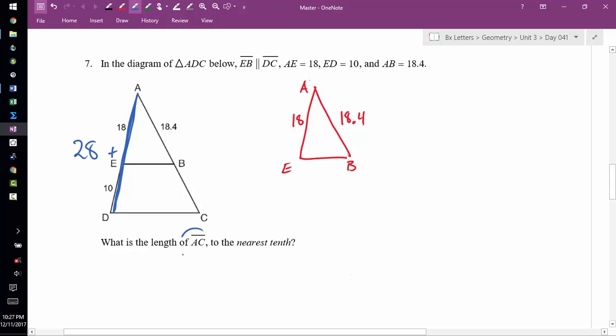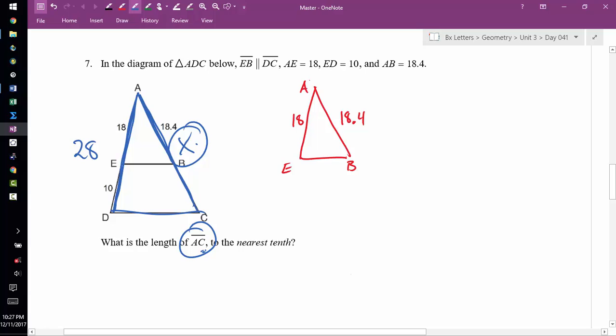And now I'm going to see what they're asking me to look for. And what they want me to find is this entire side over here. And luckily, I'm just going to call that x. It's what I'm looking for. So when I solve for x, I've also solved for the thing they're asking me to find.